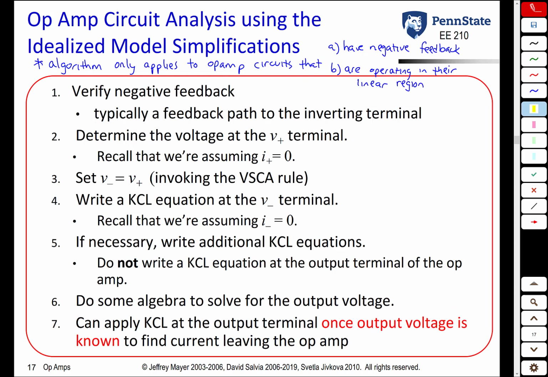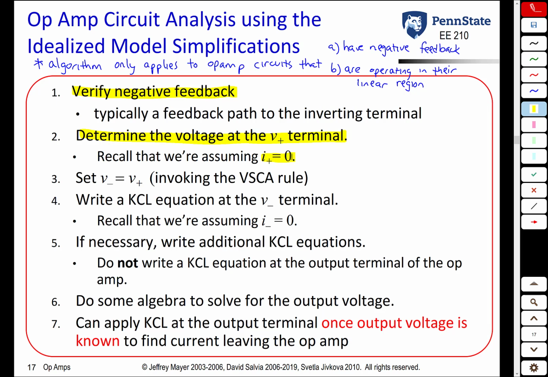The first step is you do want to verify negative feedback. Once again, this algorithm only works when you have the output of the op-amp fed through some circuit components back to the inverting terminal of the op-amp. The next step is to use some circuit analysis technique to determine the voltage at the non-inverting terminal. Remember when doing this that we're going to assume that the current into that terminal is 0, so that typically makes this analysis pretty simple.